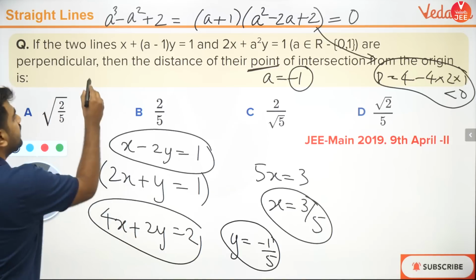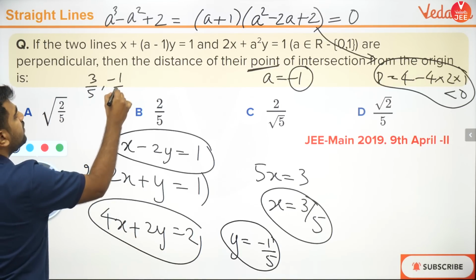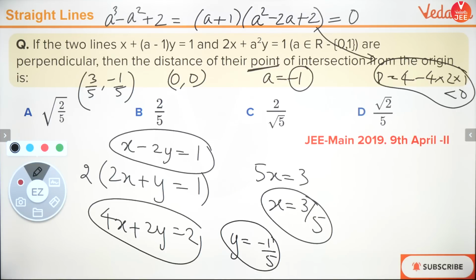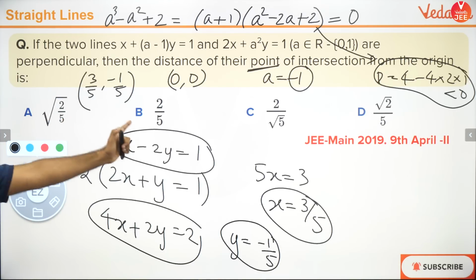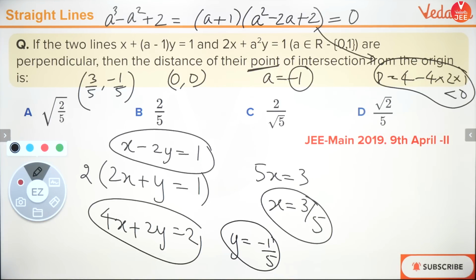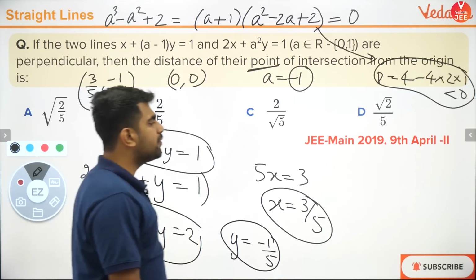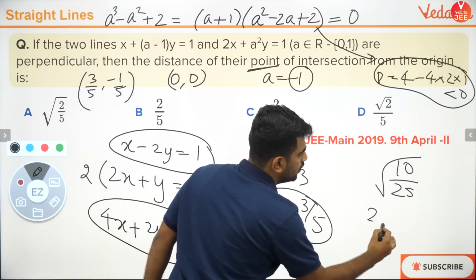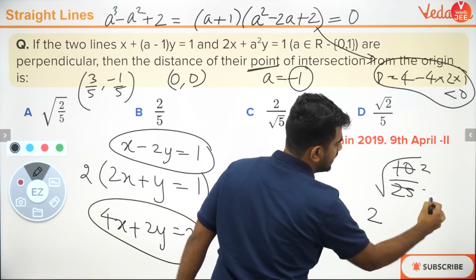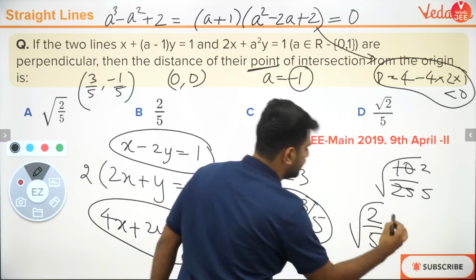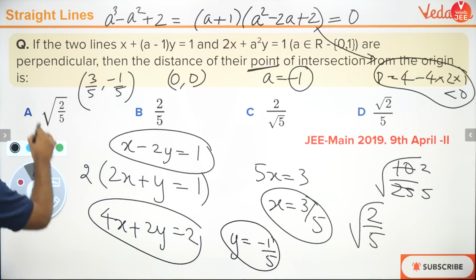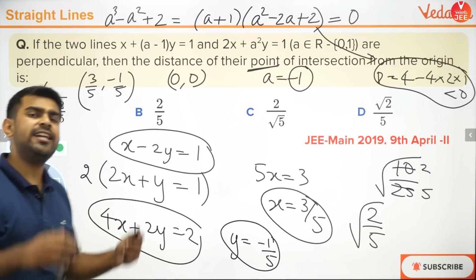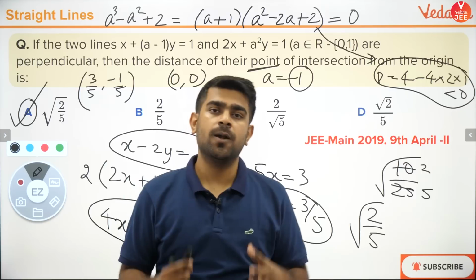Now for this intersection point, I have to measure the distance from the origin. So I have to measure the distance between (3 by 5, minus 1 by 5) and (0, 0). The answer is the root of 9 by 25 plus 1 by 25, which will be the root of 10 by 25. The root of 10 by 25 is the root of 2 by 5. So the root of 2 by 5 will be my answer for this question. I hope you guys understood it. If you have any doubts or questions in the way I did it, please do let me know.